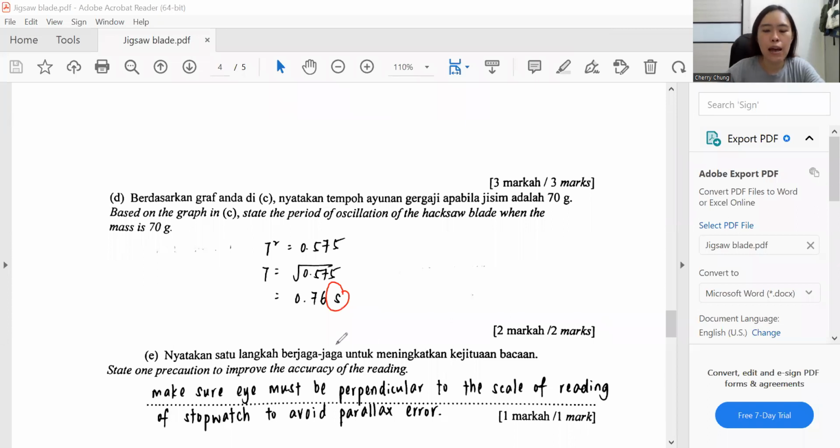Must include units. And last, sometimes the question will ask you about the precaution. Remember, as I said before, the precaution that can be used for all the experiments is only one. Your eye must be perpendicular to the scale when reading any measuring instrument used. Here, they are using a stopwatch to measure the time taken, so you use that as the measuring instrument to avoid parallax error. This is very easy to remember. If you remember this, you can easily get 1 mark already.